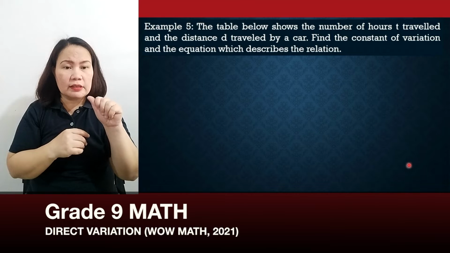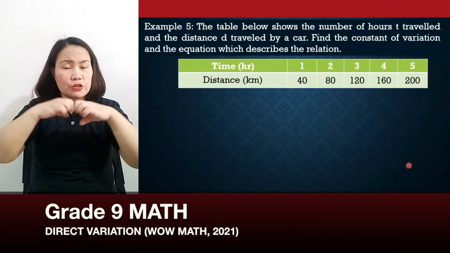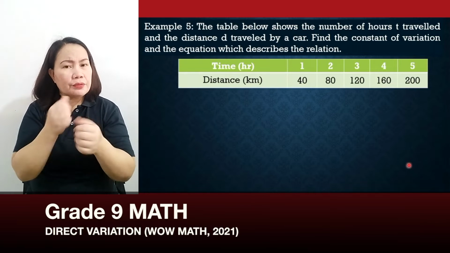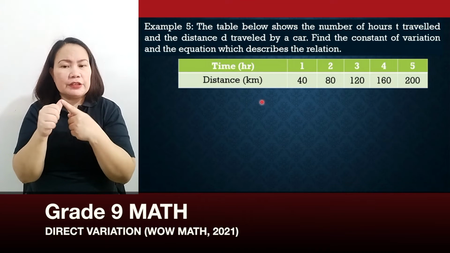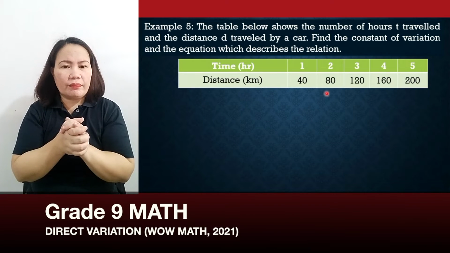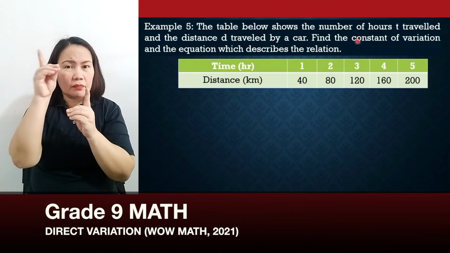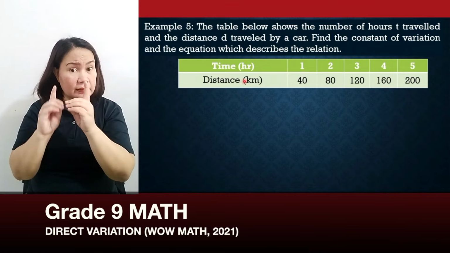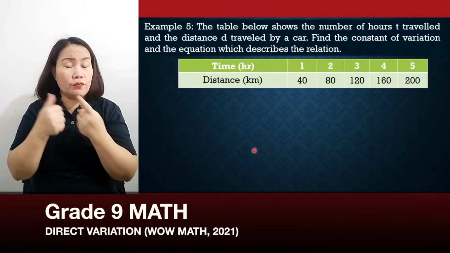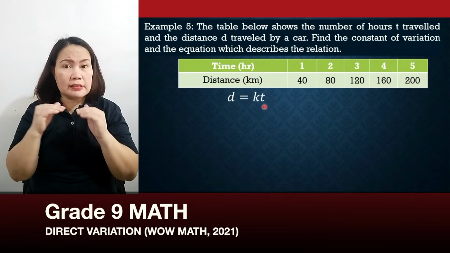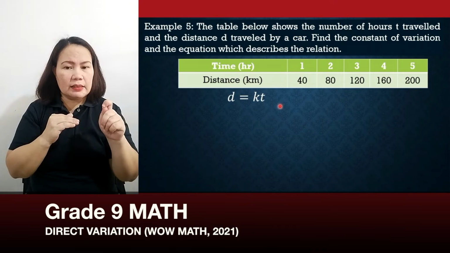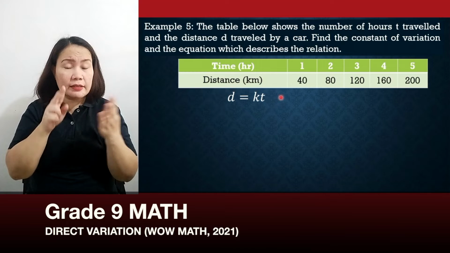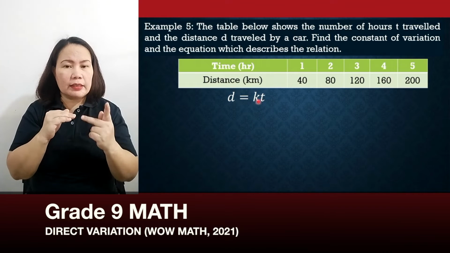So dito, given naman yung table of values, paano natin kunin yung constant and equation of variation? So first, of course, since sabi doon, the number of hours t traveled and the distance traveled by a car, ang unahin natin dito is yung d. Okay? So d is equal to kt. Ito yung magiging equation natin. D is equal to kt.